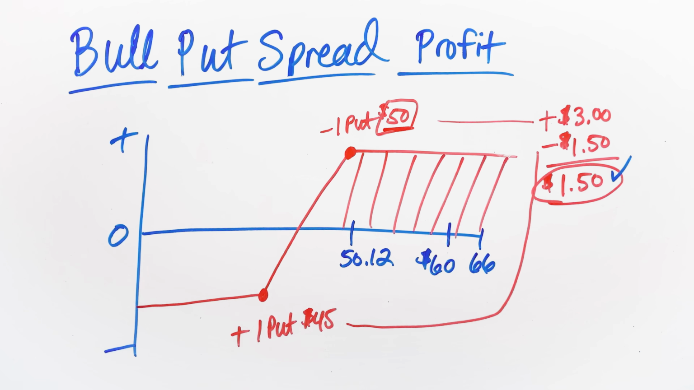So again, it's really easy to figure out exactly what the total profit potential is on a bull put spread. It is simply the credit that you collected on the contracts when you entered the position.